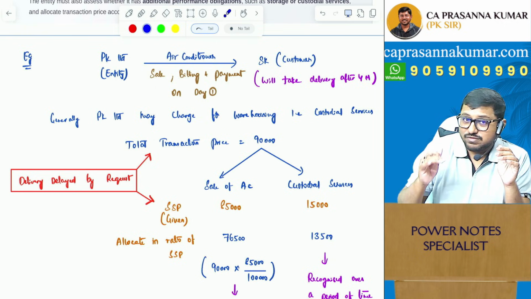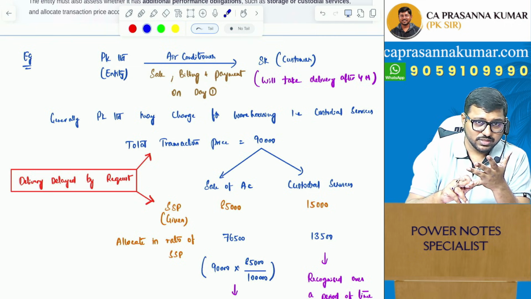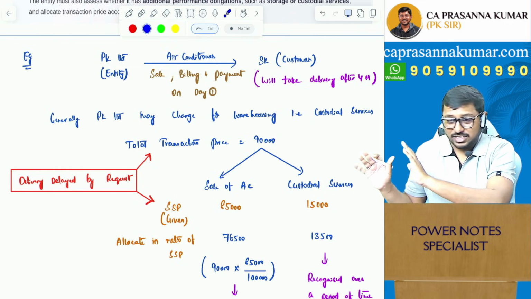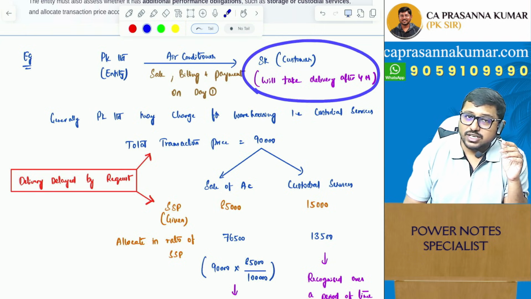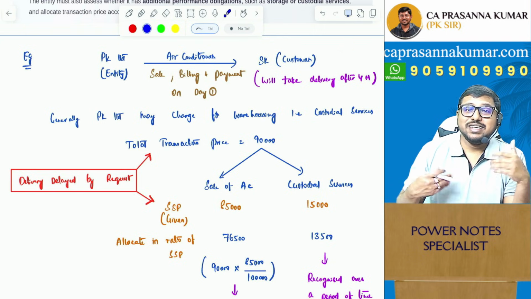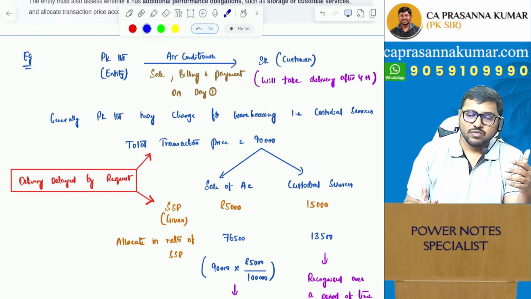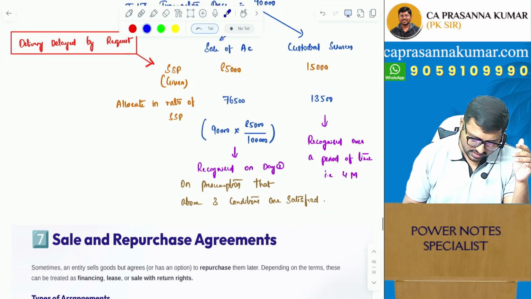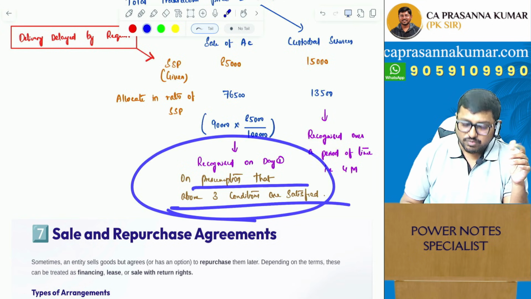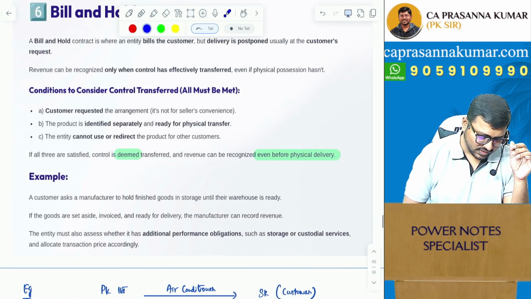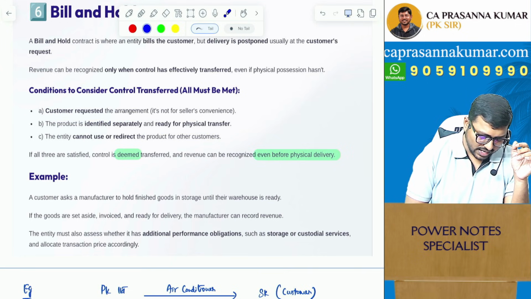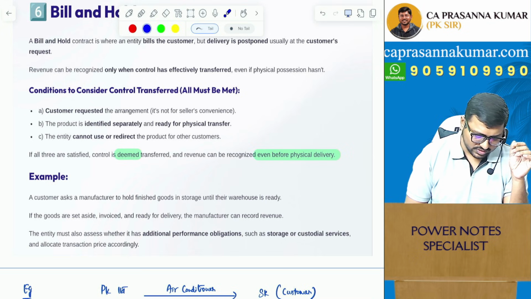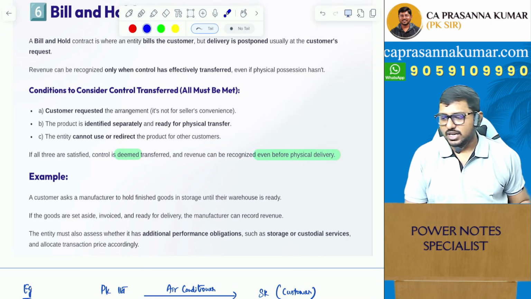If these three conditions are satisfied, requested by the customer, and that specific unit is kept aside and not sold to anybody else, then even though physical delivery did not happen on day one, it will be deemed to be delivered. Deemed. We will imagine as if it has been delivered and we will recognize the revenue on day one. But the most important point is that the three conditions should be satisfied. The customer requested the arrangement. The product has been identified separately and is ready for transfer, and the entity cannot use or redirect the product for other customers. In that case, the control is deemed transferred, and thereby you will be recognizing the revenue before the physical delivery as well. That's it.